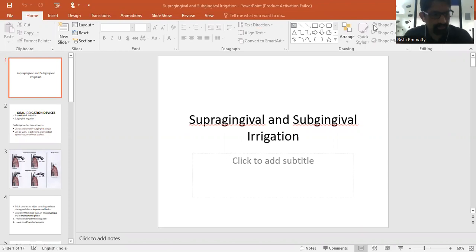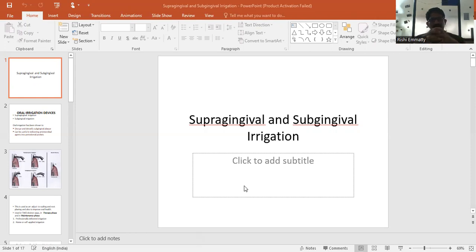Today in class, we are going to take supragingival and subgingival irrigation. What do you mean by supragingival and what do you mean by subgingival? Supragingival means the irrigation above the top of the gingiva. Subgingival irrigation means irrigating inside the subgingival area.